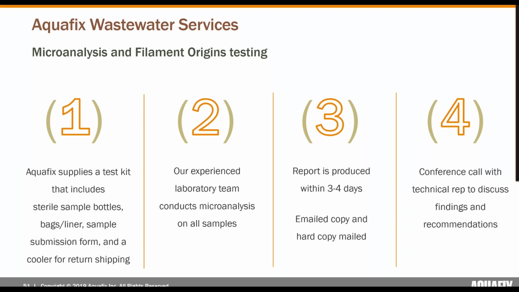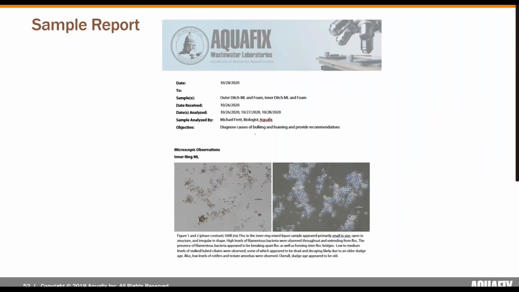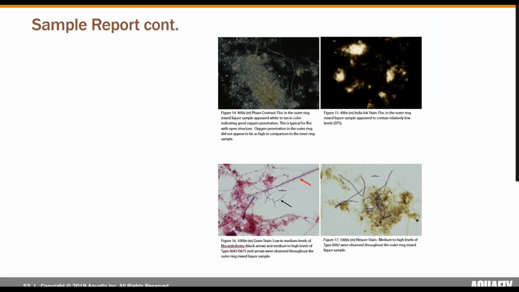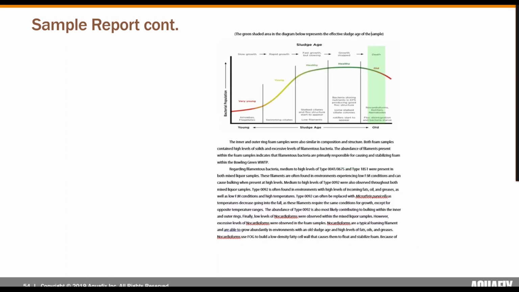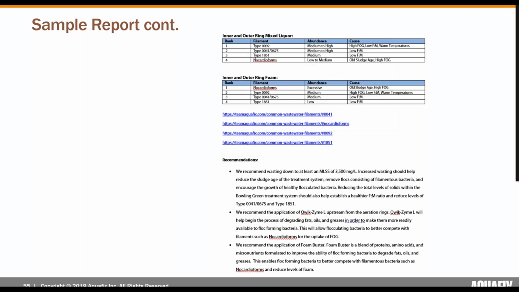Now here is a look at a sample report, which includes observations, images, and descriptions. Here, as we can see, filament identifications. We also can see here a sludge age determination using that sludge age figure we looked at throughout this presentation, as well as a summary of all findings from the laboratory. We also provide a filament table showing filament identification, abundance levels, and cause of filament growth. And finally, we provide some recommendations for treatment changes and to try and improve wastewater treatment of a particular sample.